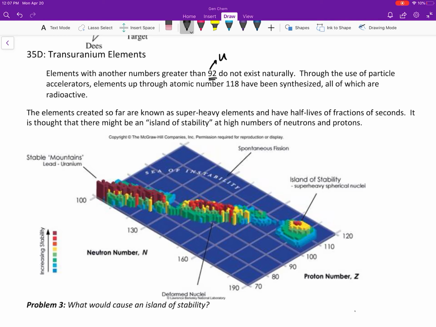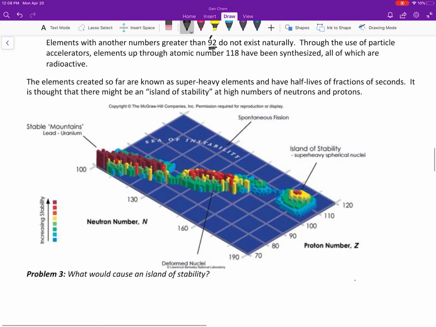And so the way that they make them is by using a particle accelerator, and elements up through atomic number 118 have been synthesized, and all of them are radioactive because they're not naturally occurring. Their energy is having to go into forming them, therefore they're not going to stay together very long. And the bigger and the heavier they are, the harder they are to isolate and characterize before they disappear. So making an element is a really big deal because it's very difficult to do.